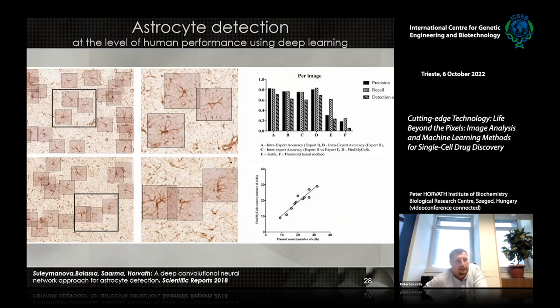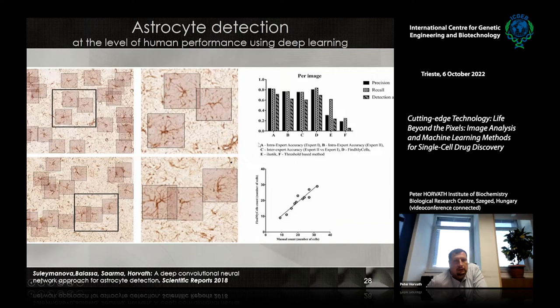And then we started to also use deep learning methods, and we trained a lot. Actually, my PhD student was training 5,000 and 10,000 cells, and nothing happened. And somewhere at around 15,000 cells, all of a sudden it started to work. And it started to work so well that we wanted to understand the performance of the deep learning.